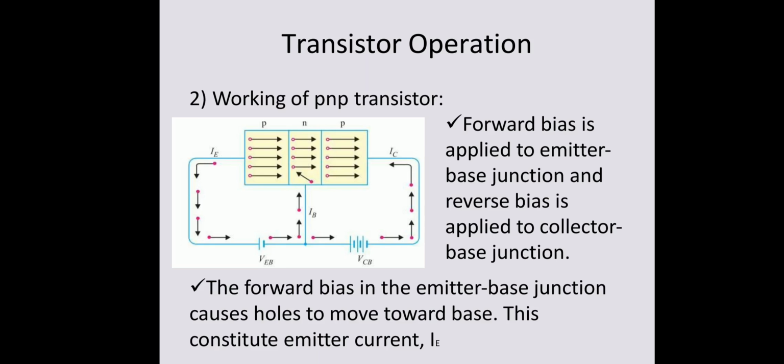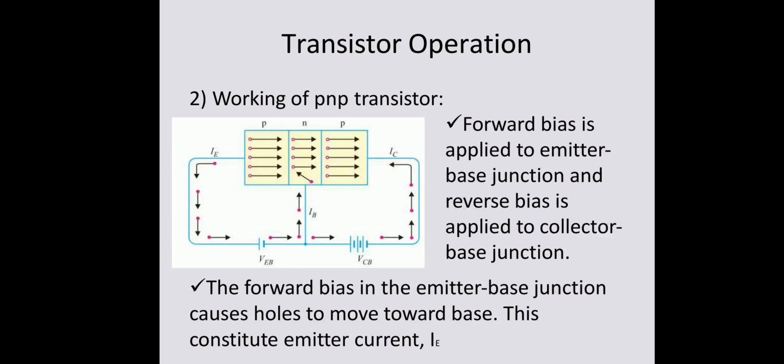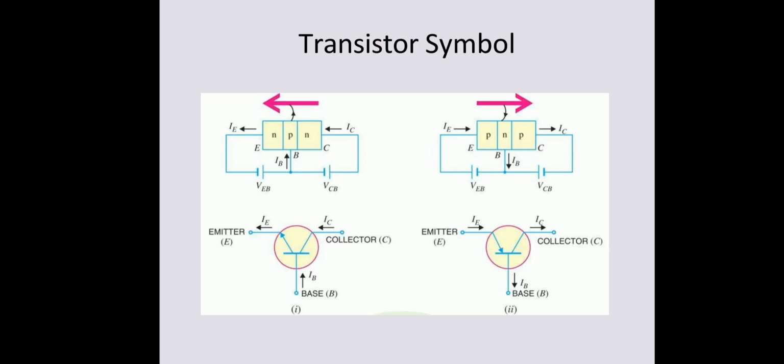That contributes IE. Then as these holes flow towards the N-type base, they try to recombine with electrons. As the base is lightly doped, only a few holes recombine with electrons within the base. Similar to the NPN transistor, in the PNP transistor the base is made up of N-type material. So a few of the incoming holes will recombine with electrons at the base and contribute IB. The remaining holes will move towards the collector side and contribute the collector current. So that's the working of a transistor.